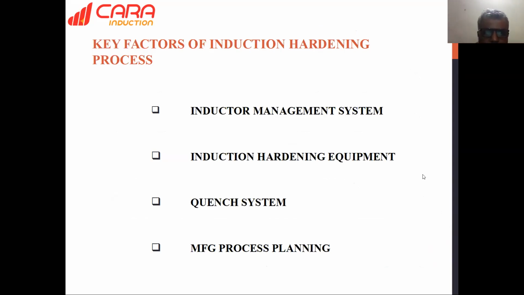these are mainly the 4 areas where we want to concentrate and work very minutely. This is the inductor management system, induction hardening equipment, quenching system, and manufacturing process planning. So if we are working in these 4 areas, what is the requirement? Whatever I have studied, I have included in these four sections. If we are working accordingly, then there is no quality concern, and we are getting good results in delivery and production. Next, sir.